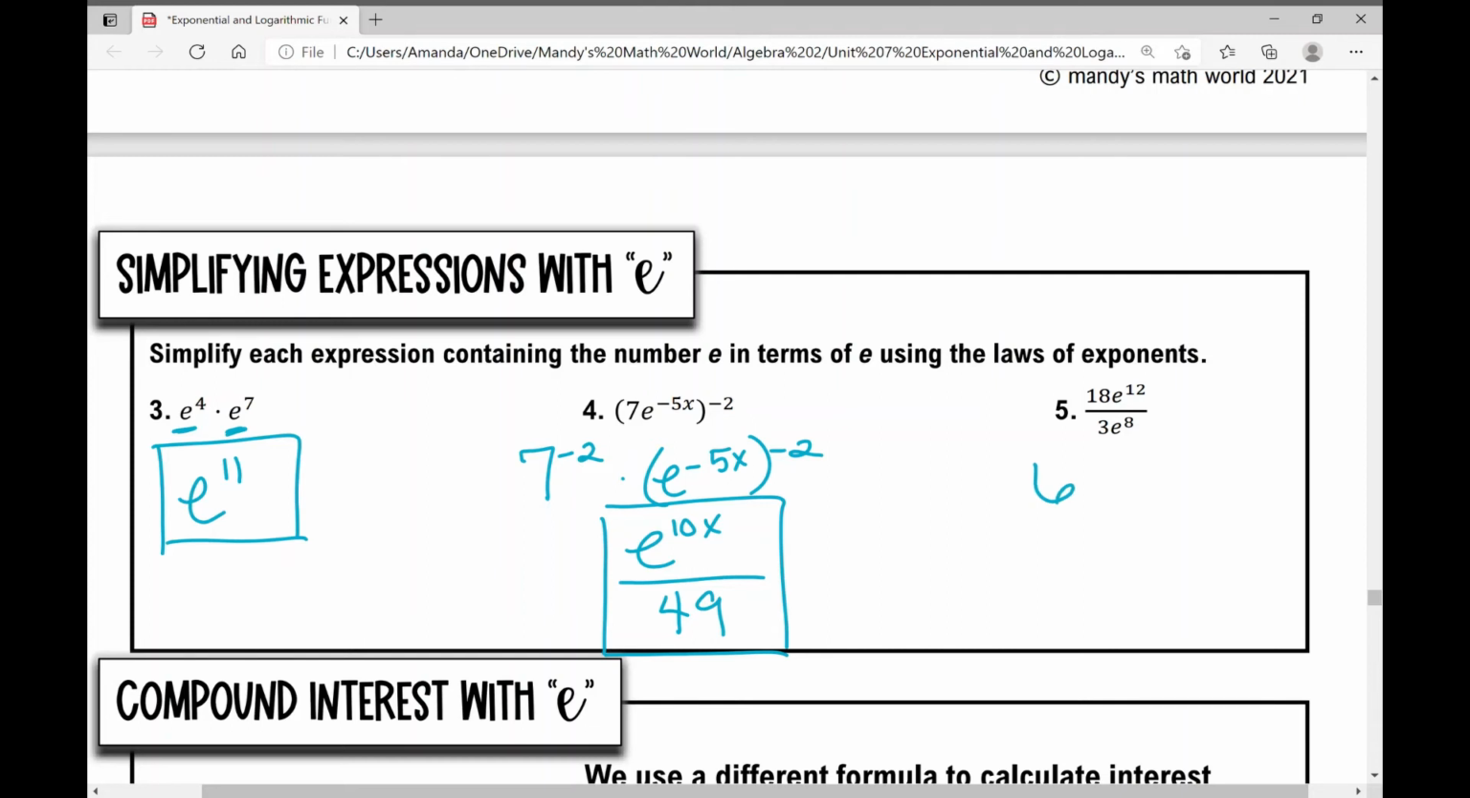And then I'm going to use the quotient rule. I have e to the power of 12 over e to the power of 8, so I can subtract, and I get e to the power of 4.